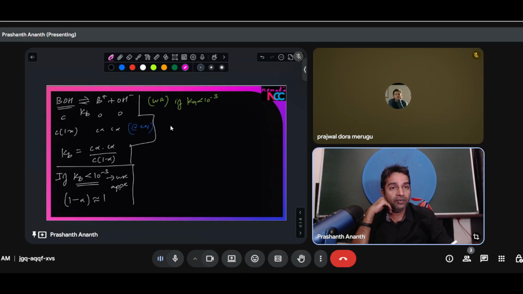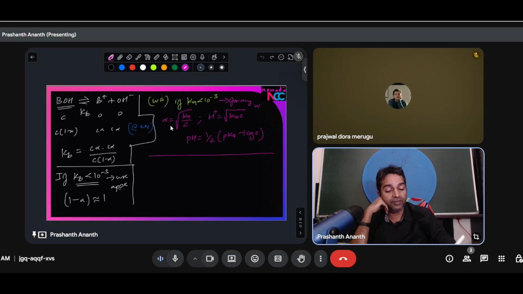So when you're going to be having a weak acid, if Ka is going to be less than 10 power minus 3, what are the equations which apply there? You're going to be having alpha being equal to square root of Ka by C. You have H plus concentration is equal to square root of Ka into C. And lastly, pH is equal to half into pKa minus log C. All these three are applicable if Ka is less than 10 power minus 3 for any system which technically, mathematically can be defined as a weak acid.